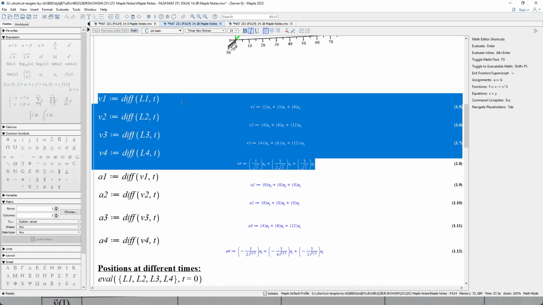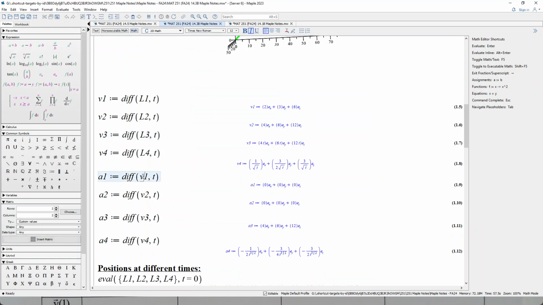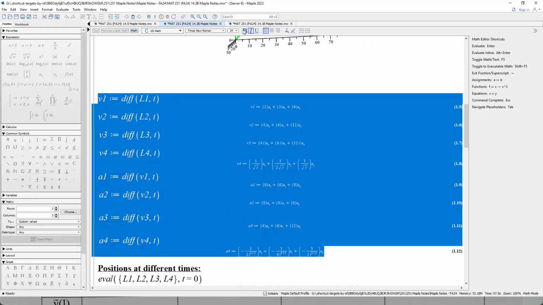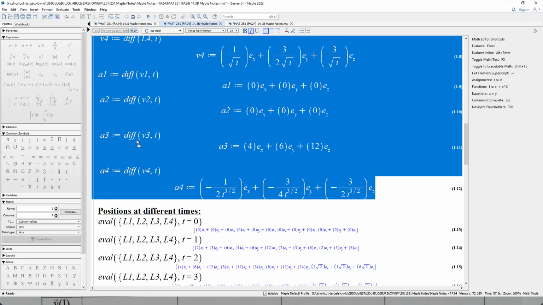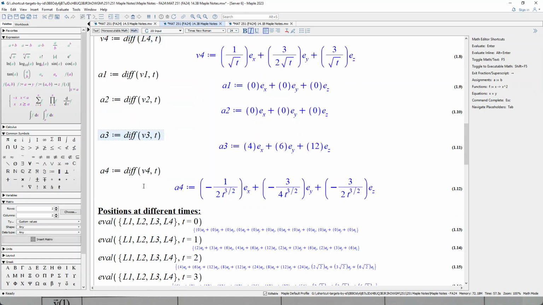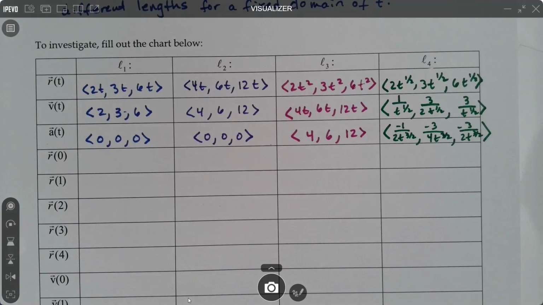My accelerations are, or my velocities are correct. And then the accelerations I can see is 0, 0, 0, 0, 0, 0. Sorry, let me make all of these bigger so you can see them. And then I told it to take the derivative of velocity, and I got 4, 6, 12. And then the derivative of that fourth velocity one, because it would have t to the negative a half in it, it works out to be what you see there. So I just filled that in the chart right there.